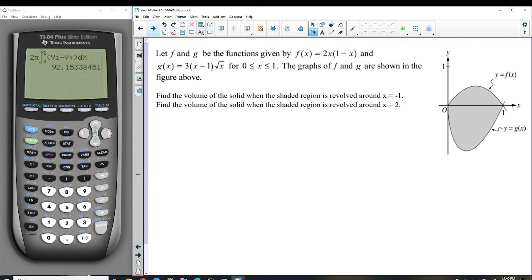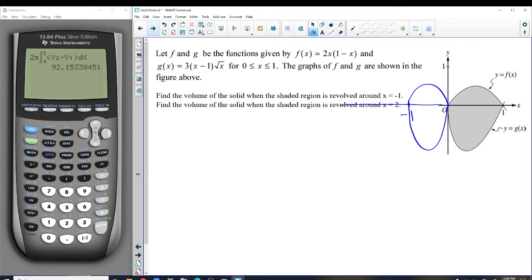Let f and g be the functions given by f of x and g of x. The graphs of f and g are shown in the figure above. Find the volume of the solid when the shaded region is revolved around x equals -1. So -1, and so that would be, oh yeah, it's right up against it. All right, so like that, and maybe like that.